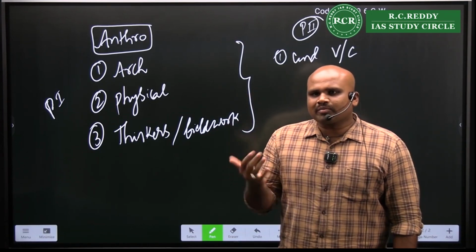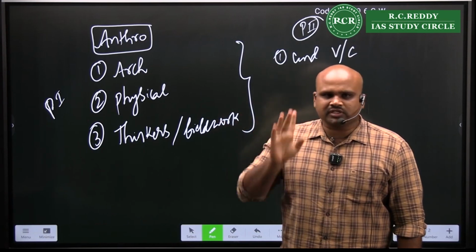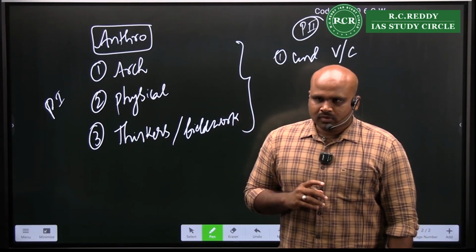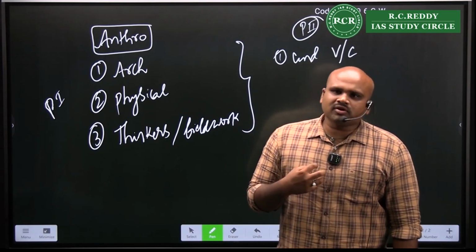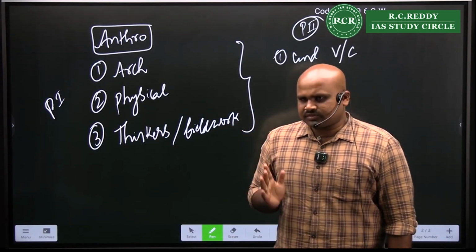And I definitely know from the 9th chapter of paper 2, I will also have one question, either it is the role of NGOs, or with respect to development of anthropology. So what I am observing is that ethnicity is definitely one question.